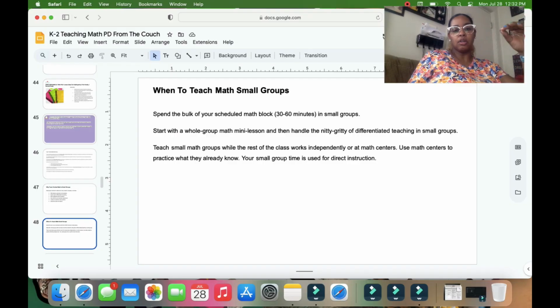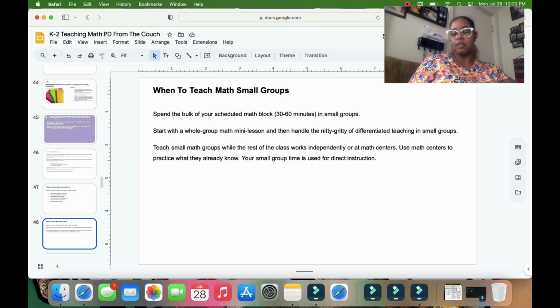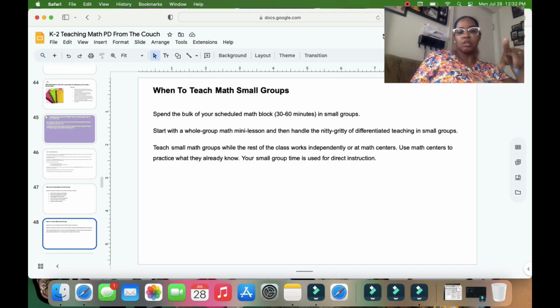So you spend the bulk of your scheduled math block, 30 to 60 minutes, in small groups, and you start with the whole group mini lesson, and then you handle the nitty gritty of the differentiated teaching in the small groups. And so you teach in small groups while the rest of the class is working independently or at math centers, and you use the math centers to practice what they already know. Your small group time is used for different instruction.